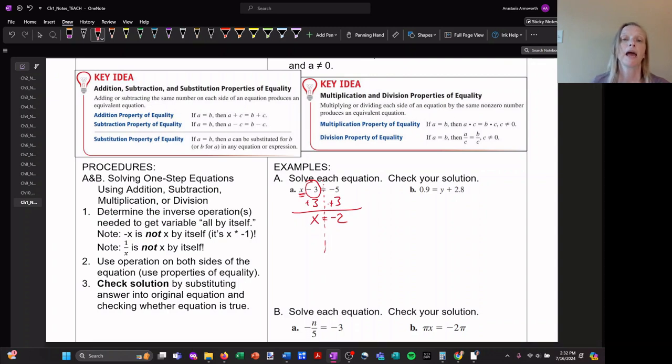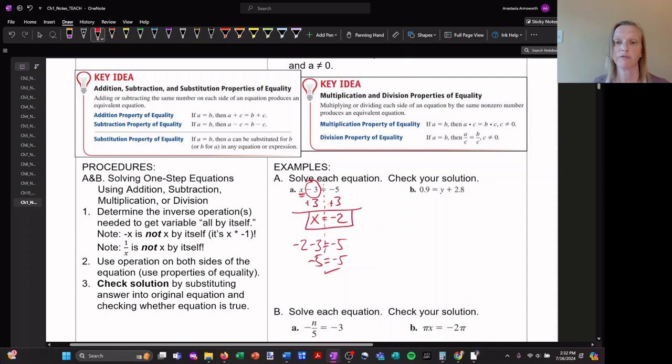Now, it's always a good idea to check your solution to make sure that you've done it correctly. This is especially important if you're perhaps a little uncomfortable with negative numbers. You can go to your calculator and see, if I do negative 2 minus 3, does that equal negative 5? And yes, if you plug that into your calculator, you see that negative 5 does equal negative 5. That checks out. Therefore, x equals negative 2 is the correct solution.